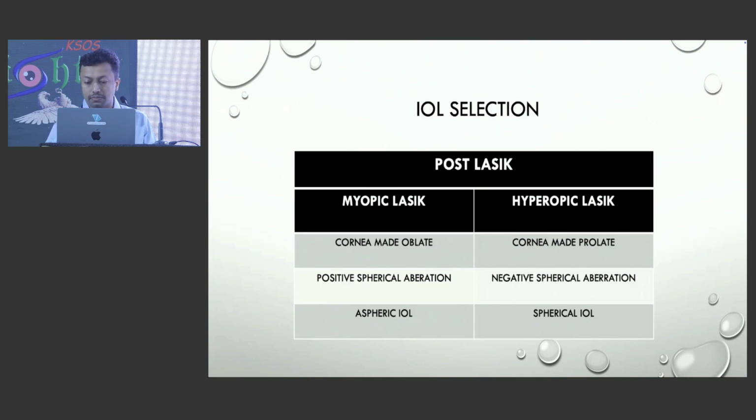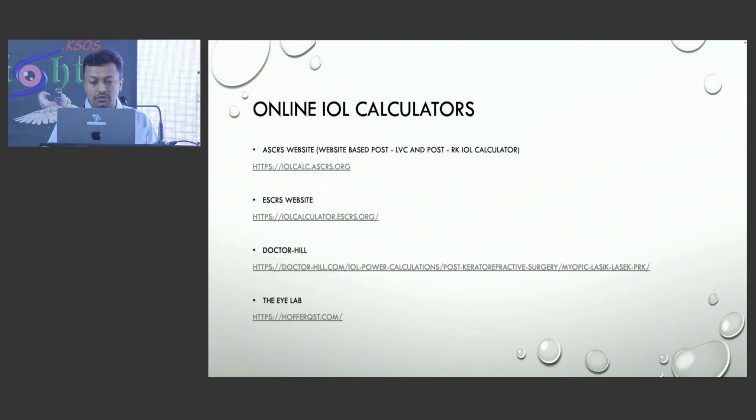Similarly, IOL selection is also an important one. For post myopic LASIK correction, always choose aspherical IOLs, where the positive spherical aberrations are always there. And for hyperopic LASIK, go for a neutral aberration or spherical IOL. So these are commonly available IOL calculating sites. ASCRS does a good job.